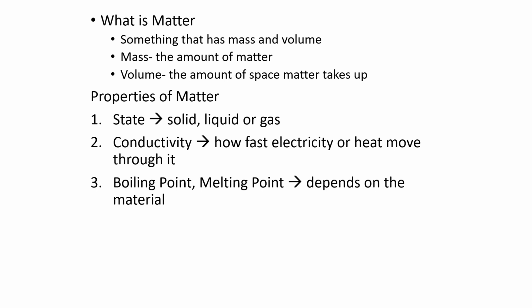Now, another property of matter is that since matter has a solid, liquid, or gas state, it can switch between those different states, and it'll switch at very specific temperatures, and we call those temperatures boiling points or melting points. Now, everything is going to have a different boiling point and melting point, and that depends on the material. But these are the properties of matter.